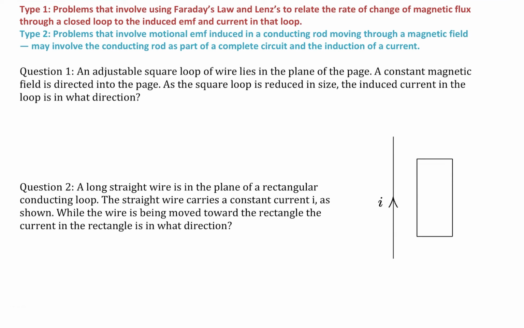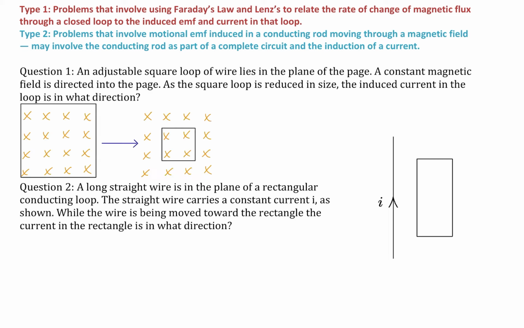Now, I would always recommend you try these first. So let's read them, pause if you need to, try to answer it, and then I'll briefly talk about the solution. Question 1. An adjustable square loop of wire lies in the plane of the page. A constant magnetic field is directed into the page. As the square loop is reduced in size, the induced current in the loop is in what direction?